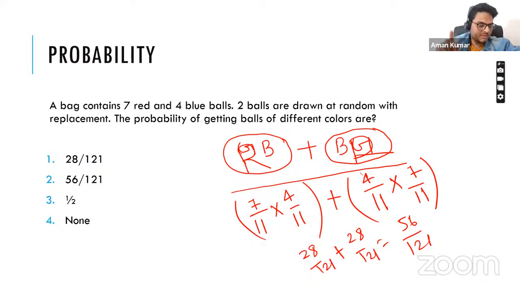Plus, not multiplication, plus. Yes, correct. Are you guys clear on this? So this plus is nothing but the or condition in probability, the addition rule of probability. And this is the multiplication rule of probability, okay? Are you guys fine with this? Give me a thumbs up or a yes.